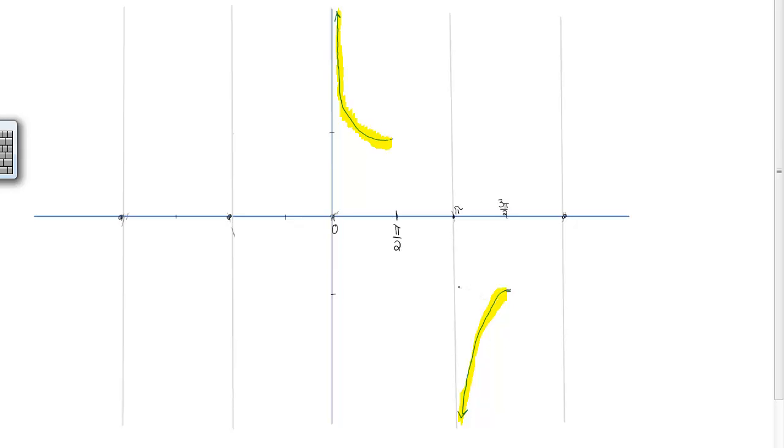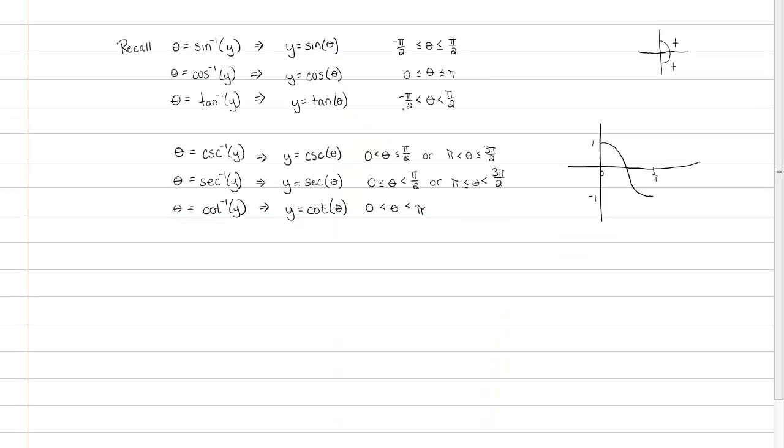Everything from negative infinity all the way up to this height is a -1. And then everything starting at 1 and going to positive infinity. And we have just enough angles to get us those values, but nothing overly much, right? We don't repeat any outputs at all. So this is the restriction. This is why the restriction for the cosecant inverse for angles is between 0 and pi over 2 and pi and 3 pi over 2.